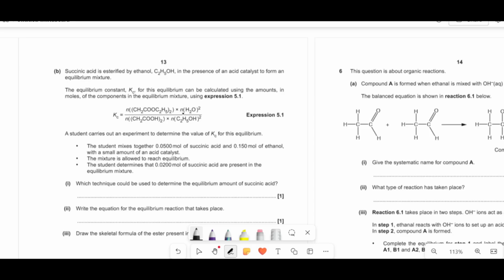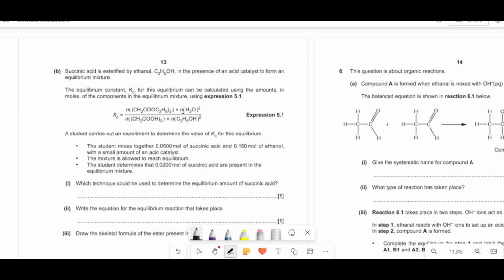Succinic acid is esterified by ethanol in the presence of an acid catalyst to form an equilibrium mixture. This equilibrium constant can be calculated using the amounts of moles in this equilibrium mixture using this expression. A student carries out an experiment to determine Kc. They mix this much of succinic acid, this much ethanol, and then they allow it to reach equilibrium, and then they determine that 0.02 moles of succinic acid are present in this equilibrium mixture.